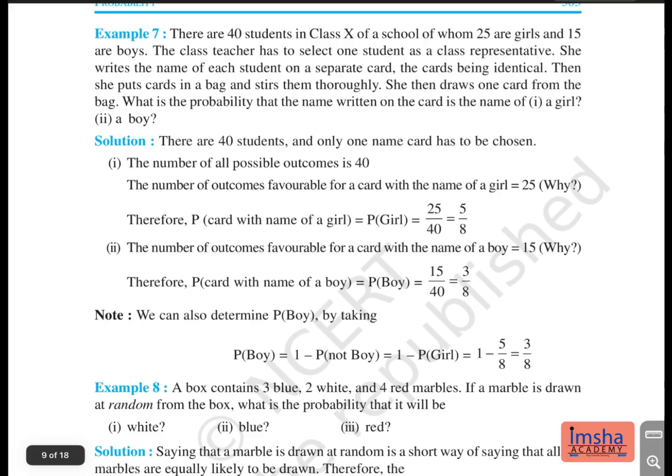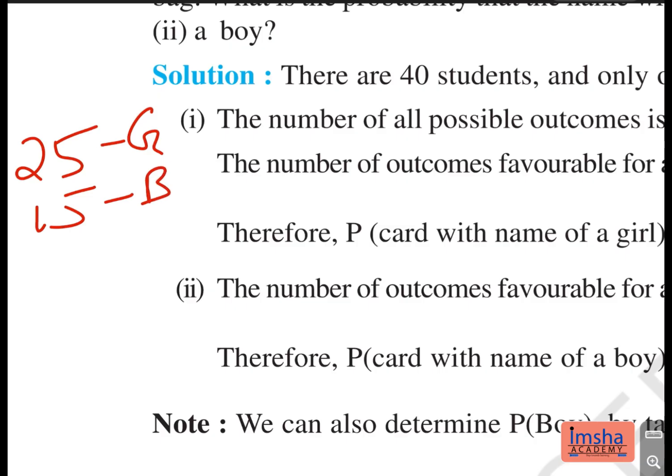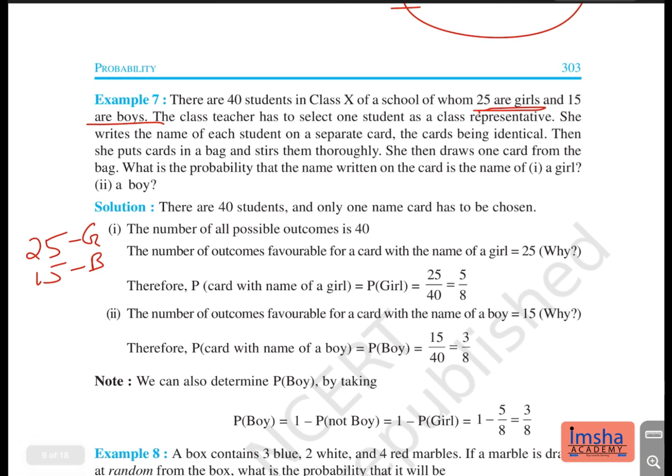There are 40 students in class 10th of the school, of whom 25 are girls. How many are boys? 25 are girls, 15 are boys. Okay, these are girls and these are boys. The class teacher has to select one student as a class representative. She writes the name of each of the students on a separate card. The cards being identical, she puts the cards in a bag and stirs them thoroughly. She then draws one card from the bag. What is the probability that the name written on the card is the name of a girl, and of a boy?